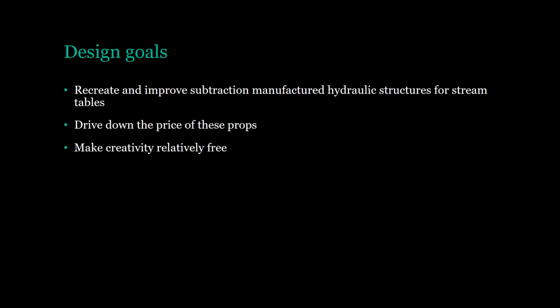So for the design goals, I wanted to recreate and improve previously subtraction manufactured hydraulic structures. They were actually very expensive. A set of 3 acrylic weirs was actually $100, so I thought it would be very easy to drive this price down, and by making my creativity relatively free by using additive manufacturing, I was able to print an array of hydraulic structures that I thought would work really well for conveying the information that I wanted to, and not just what was on the market. And again, the price was a lot cheaper.